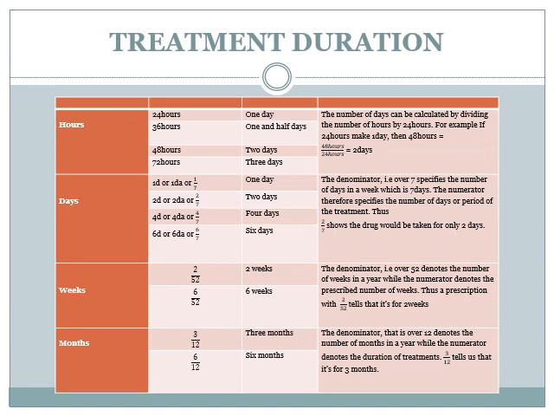When it's in weeks, 2/52 means 2 weeks. 6/52 means 6 weeks. When it's in months, 3/12 means 3 months, and 6/12 means 6 months. You can pause the video for the explanation that I've written at the right side.